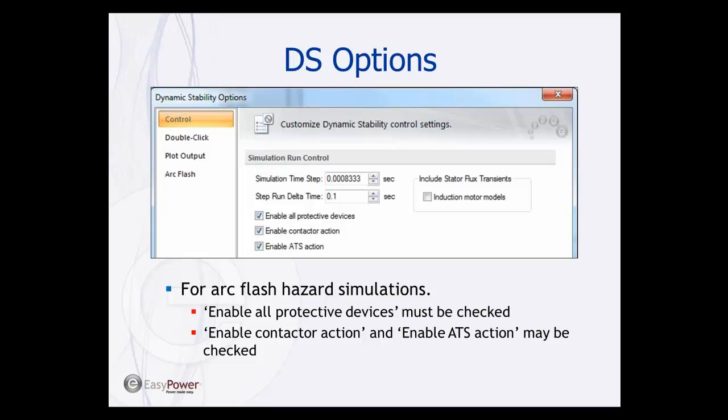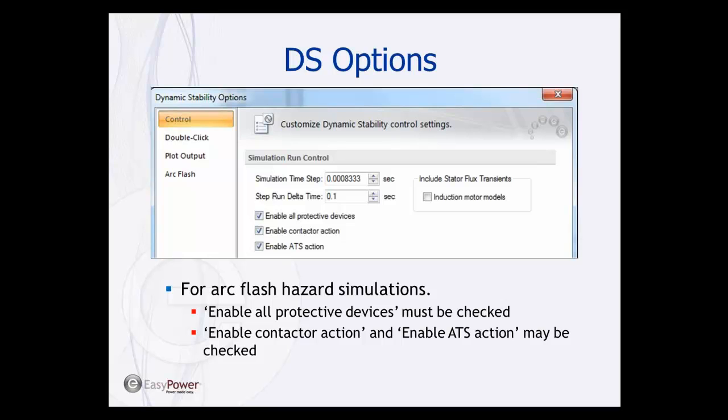The others are the enable all protected devices, enable contactor action, and enable ATS action. At the beginning, I mentioned some devices that would be included within this arc flash. You don't have to include them all, and those are set here. If you don't have enable all protected devices checked, then the protected devices will not be looked at, and therefore your arc flash results will be misleading.